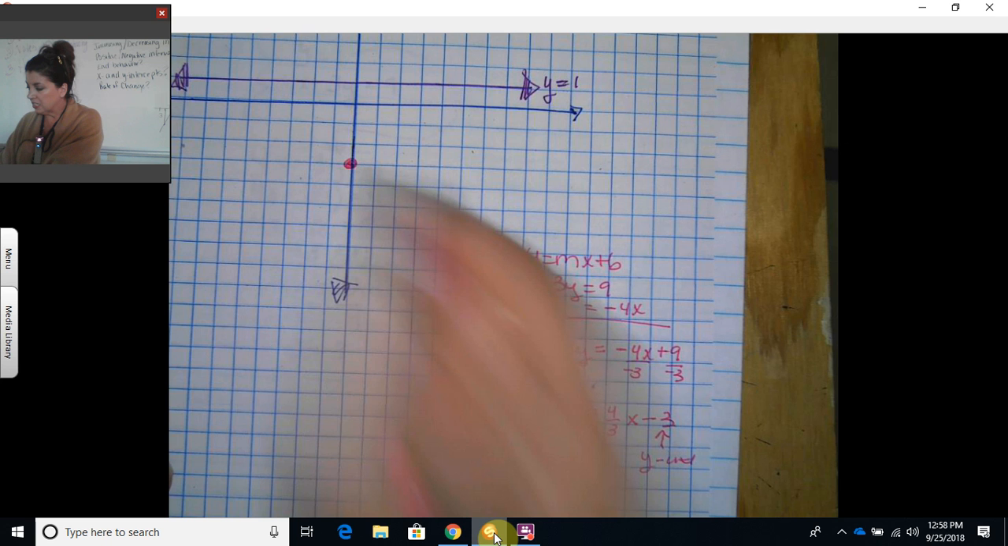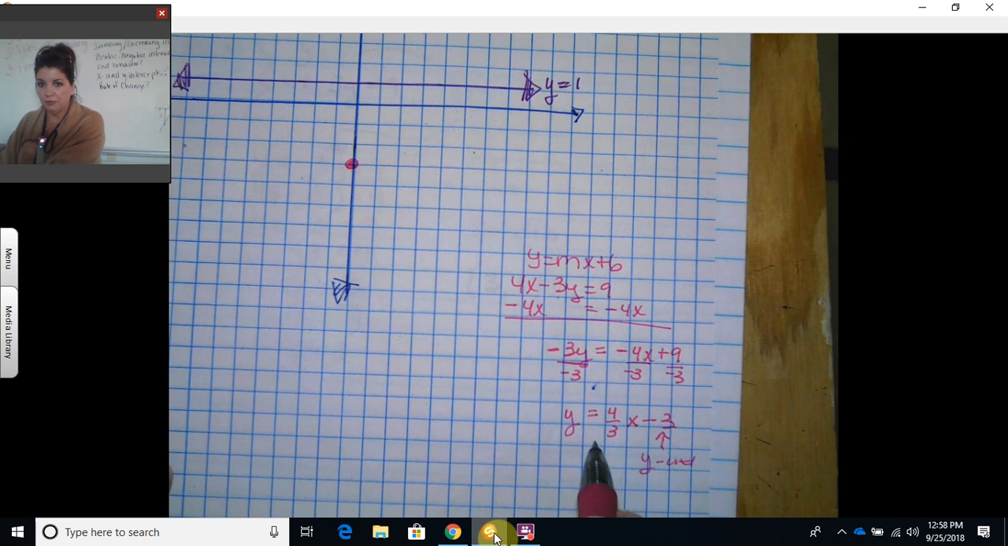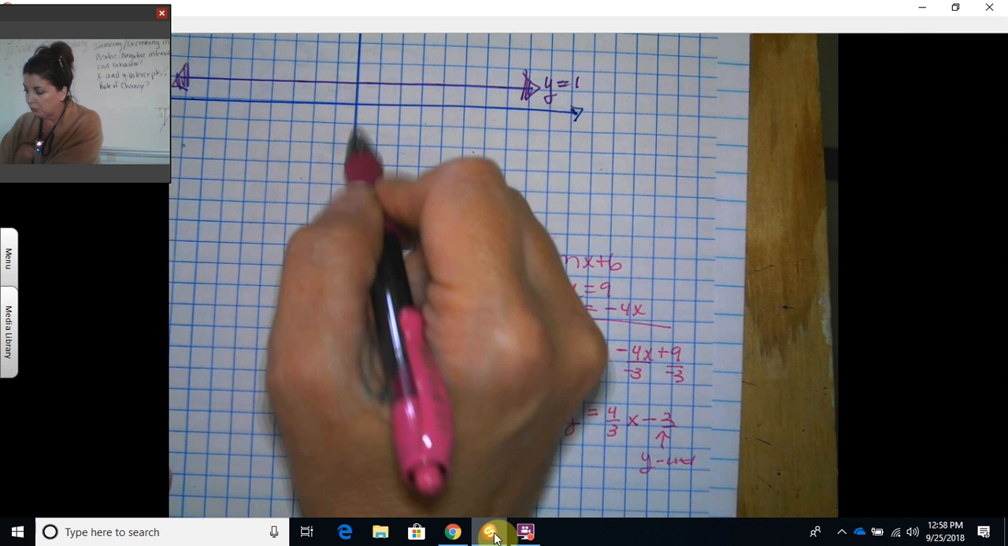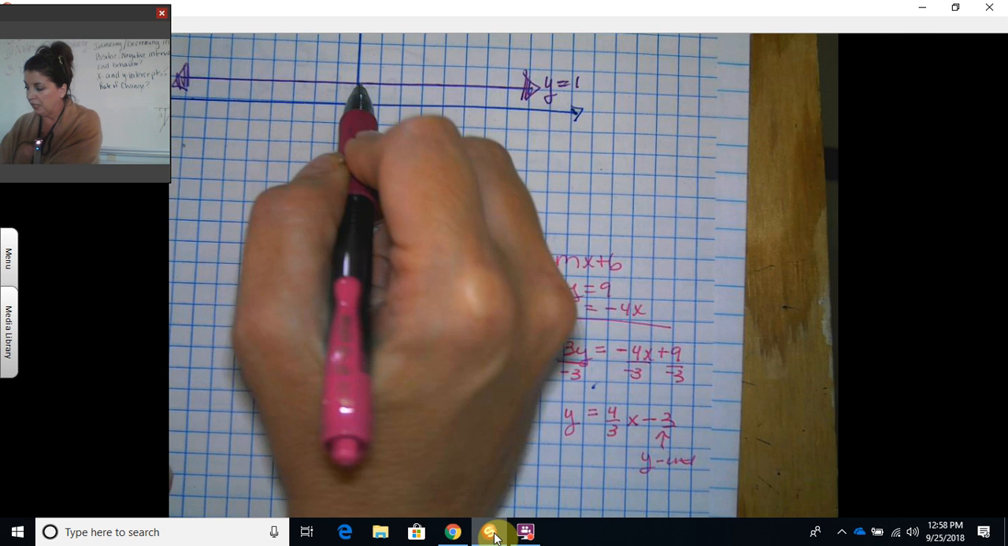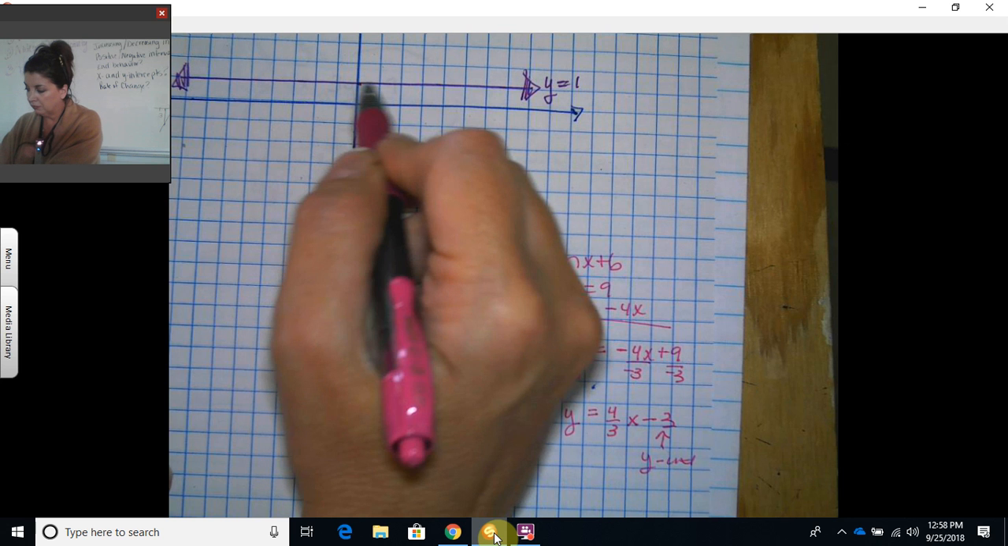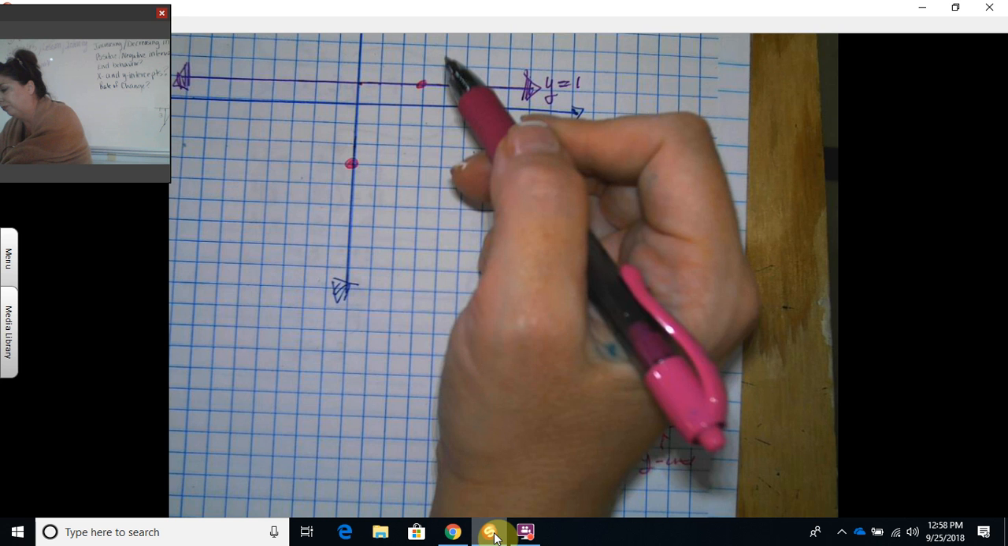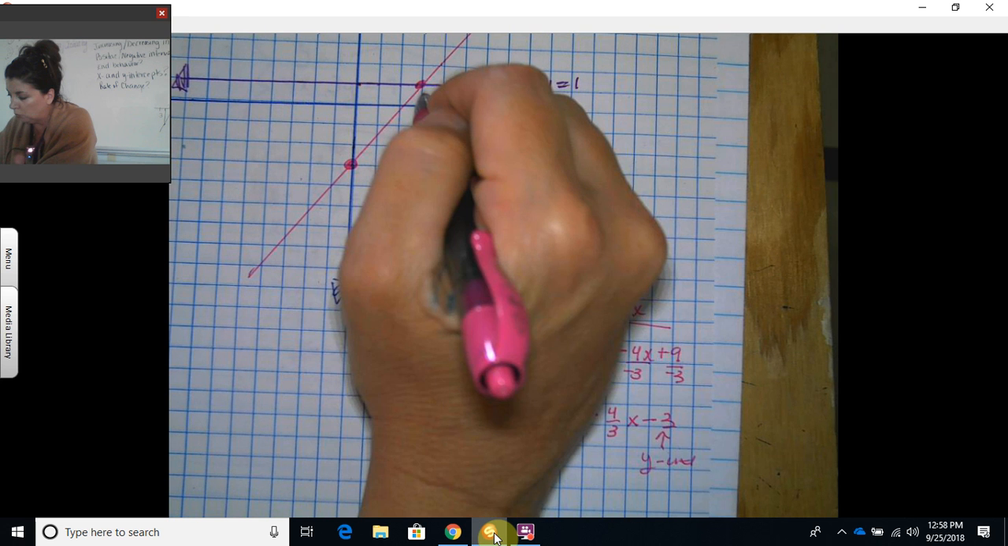My slope is positive 4/3. So a rise of 4, a run of 3, and it's positive. So if I go up 4 units, 1, 2, 3, 4, and I need a positive slope, would I go left 3 or right 3? And right there I can see where they're going to intersect. So they intersect when x is 1, y is 3.